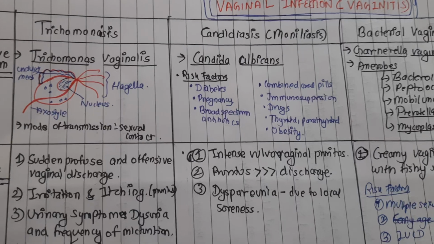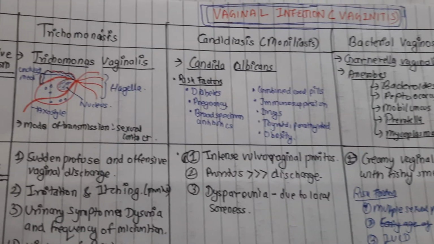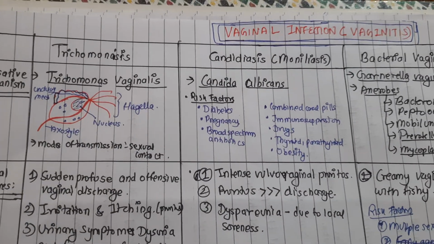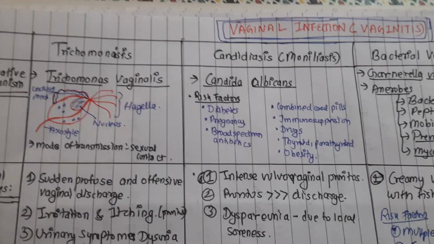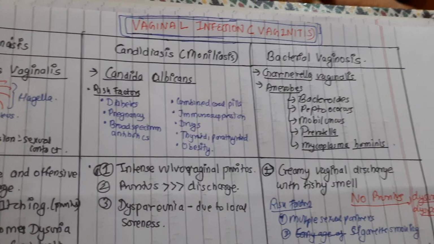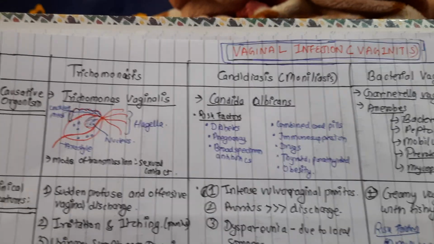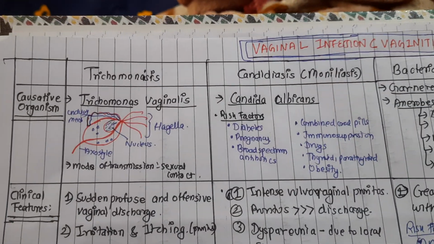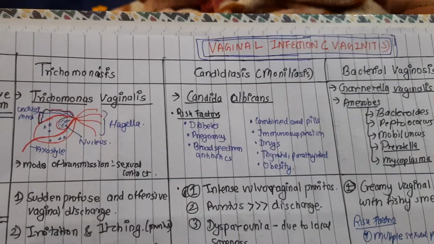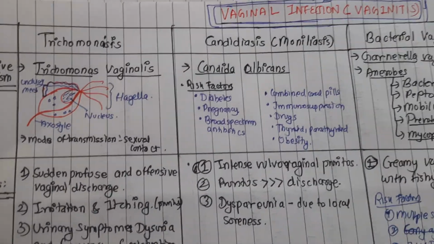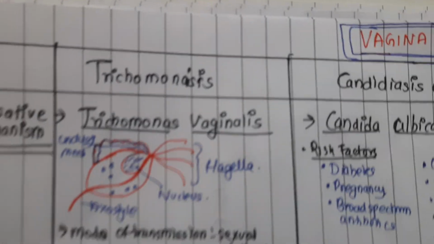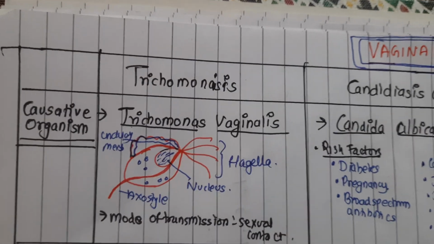Today I will be mostly discussing three differential diagnoses of vaginal discharge or vaginal infection, that is trichomoniasis, candidiasis, and bacterial vaginosis. We will see the characteristic features of these three diseases, their causative organism, clinical features, diagnosis, treatment, and we will compare between these three. So first of all, starting from trichomoniasis.